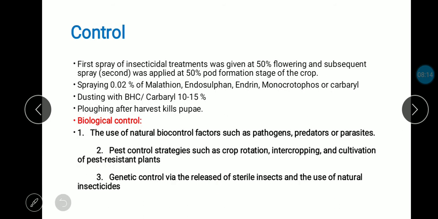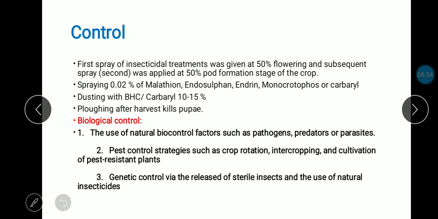The control of this pest. There are many methods of control: chemical method, biological method, or physical method. Some methods are feasible, some methods are not feasible. Some methods are feasible but environmentally harmful, and those should be avoided. Then the economically as well as environmentally useful method that remains is biological control. First we see the chemical control.